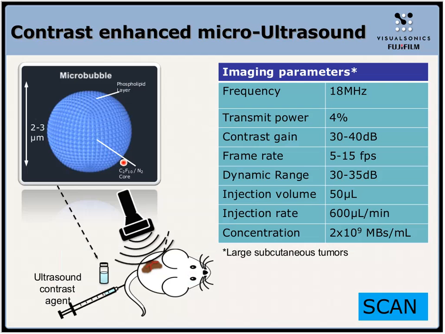Generally, it's administered via the tail vein, and once the transducer is placed over the site of the tumor, images can be generated. What in consensus is the following imaging parameters. You can see here on my screen on the slide that the imaging parameters range from frequency to concentration, and this consensus in imaging parameters was particularly acquired using large tumors in subcutaneous models. So keep this in mind when you're going into orthotopic models.